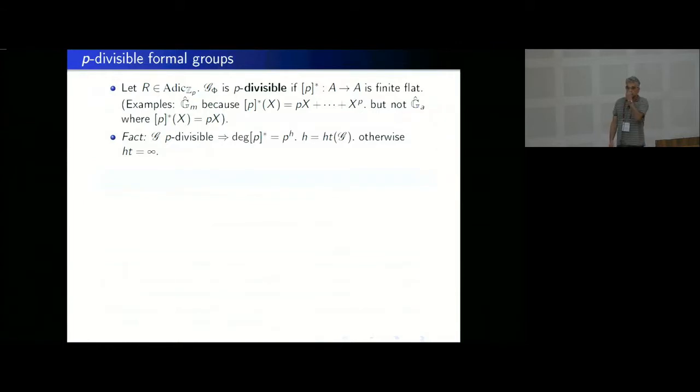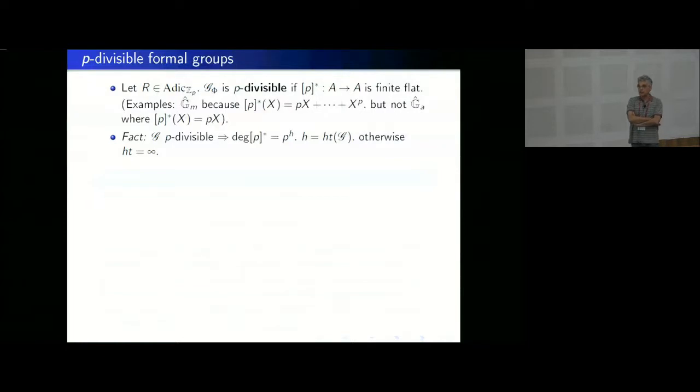And now we come to a very important definition. A formal group G phi is called p-divisible if multiplication by p, which I denote by square brackets p, is a finite flat morphism, which means, of course, that the pullback on the ring level exhibits A as a finite flat, or finite locally free, module over itself.